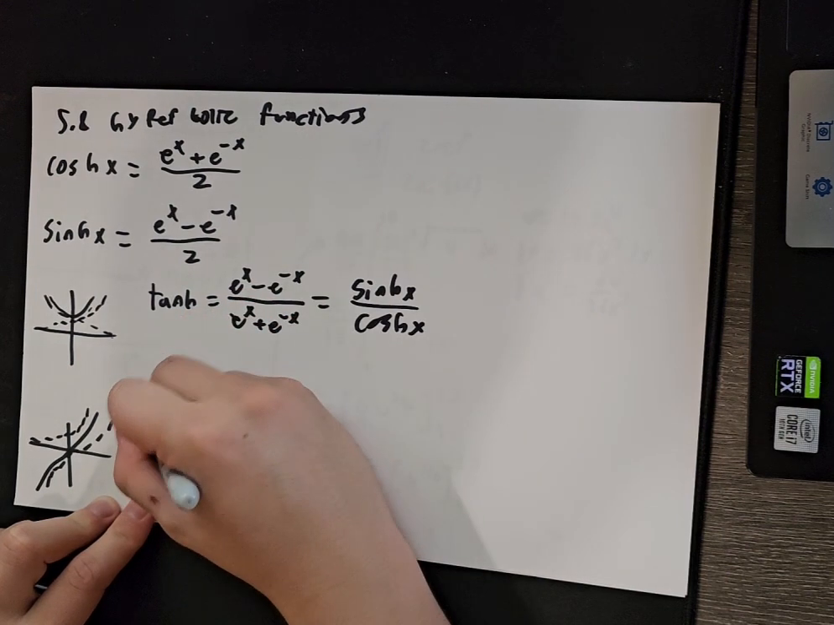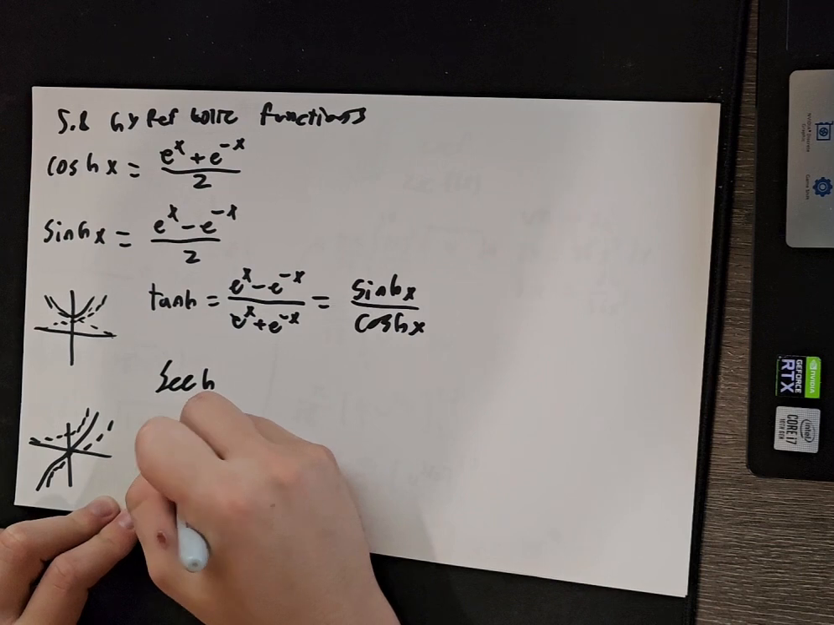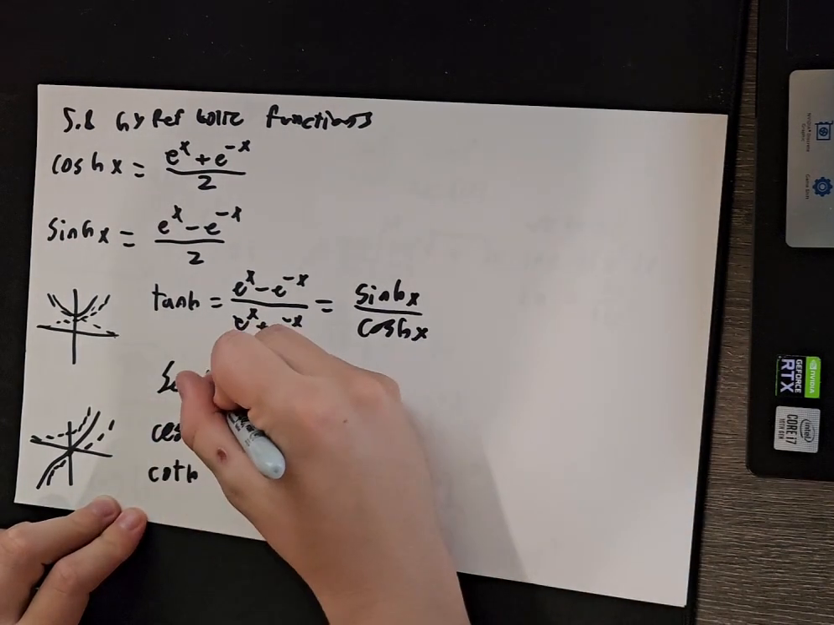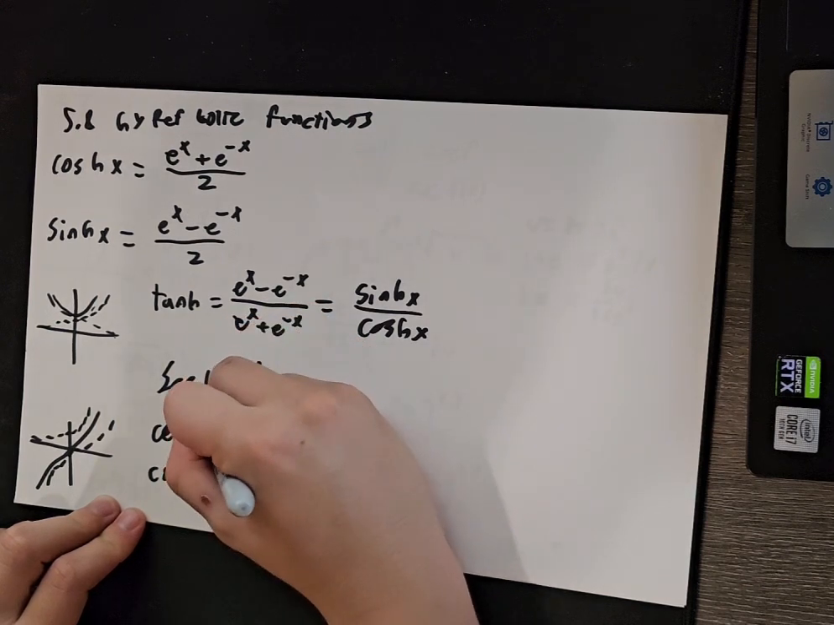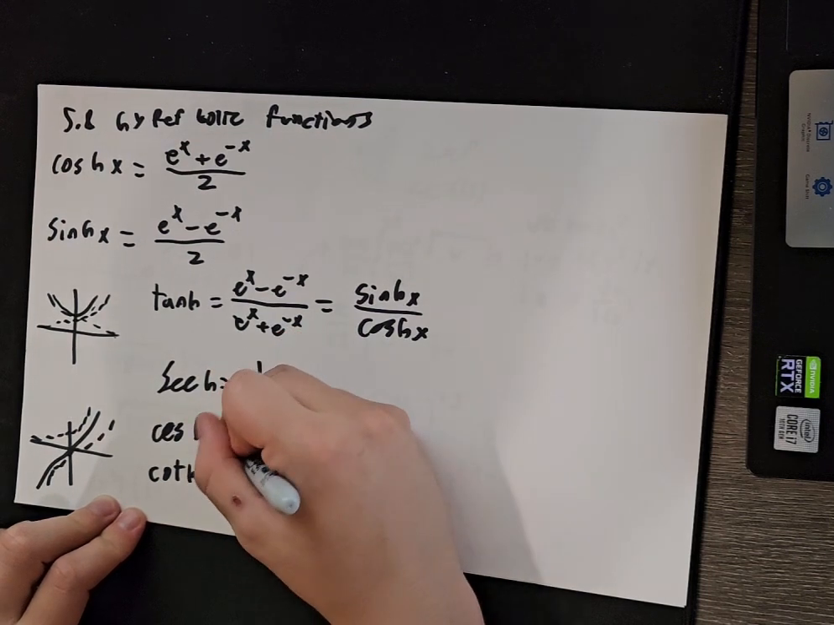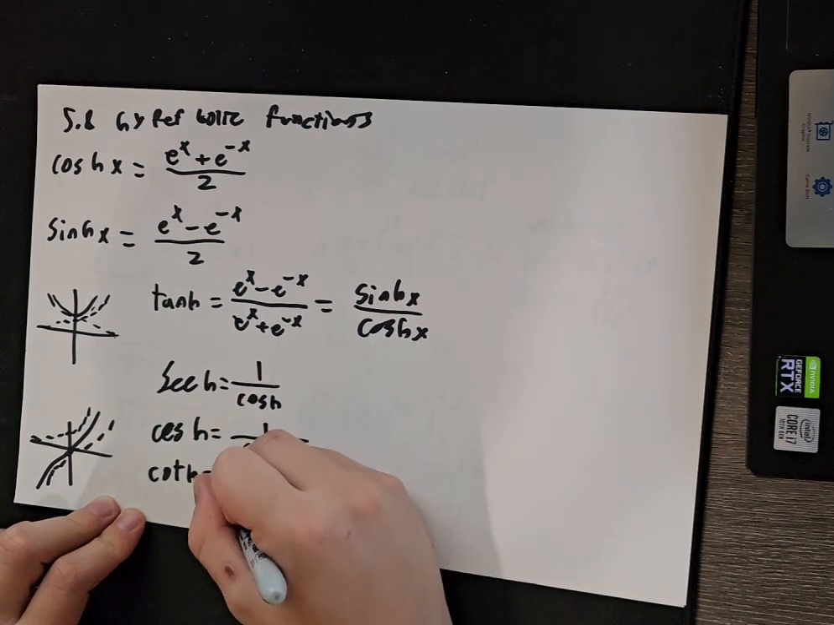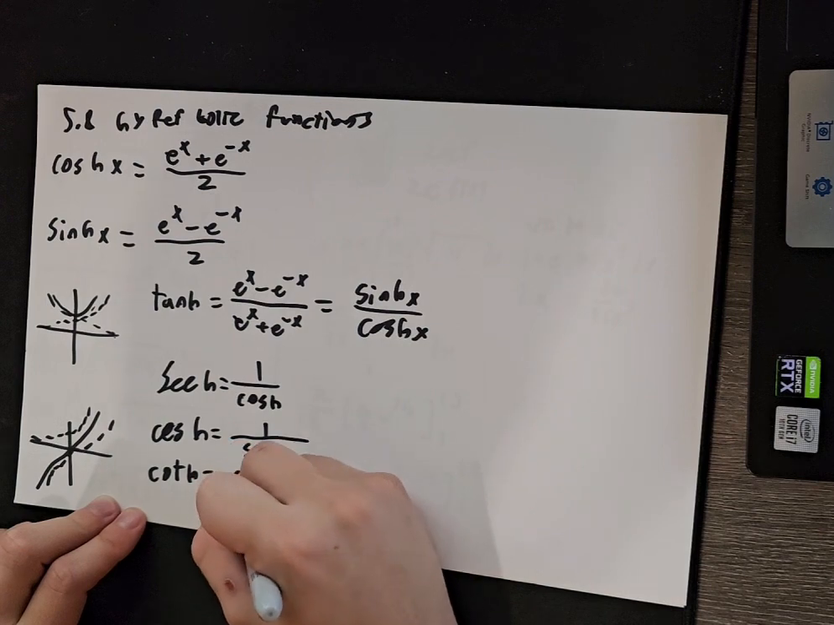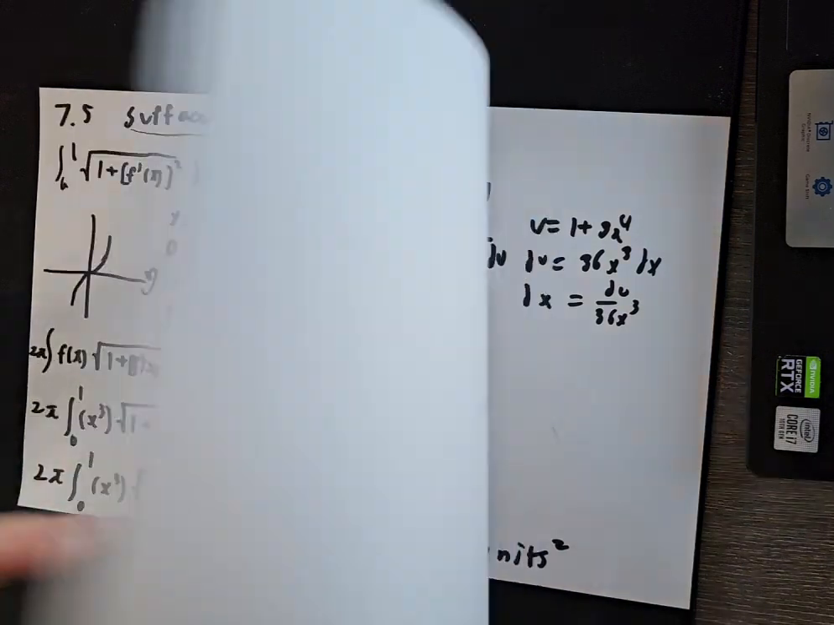Secant h, cosecant h, and also cotangent h are all going to work similarly. So secant h is going to be 1 over cosine h, cosecant h is 1 over sine h, and cotangent h is cosine h over sine h. Those are the main identities.